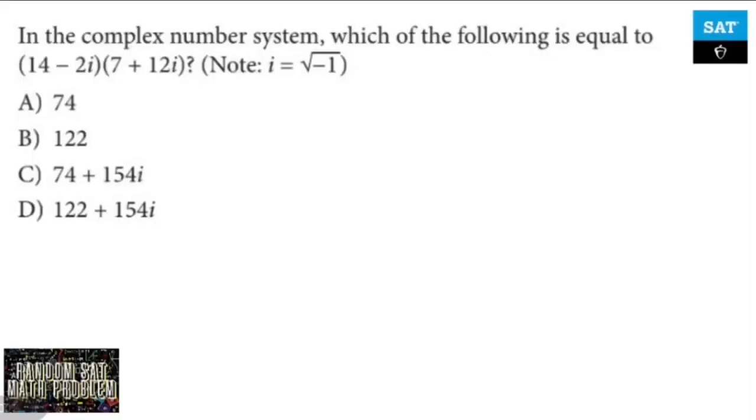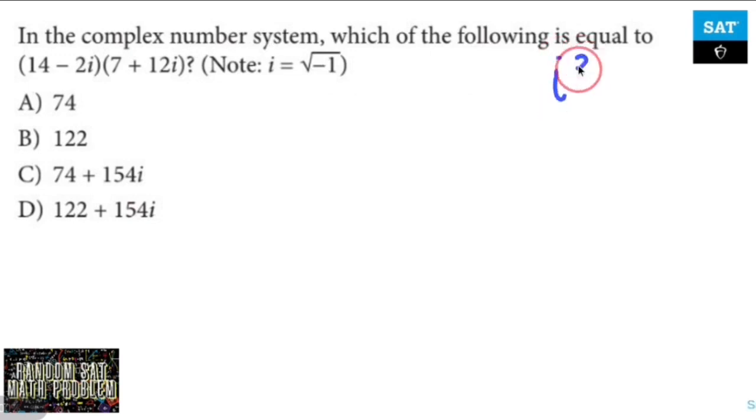In the complex number system, which of the following is equal to (14 minus 2i) times (7 plus 2i)? So I know what's going to happen. i is the square root of negative 1. Okay, so i is i.